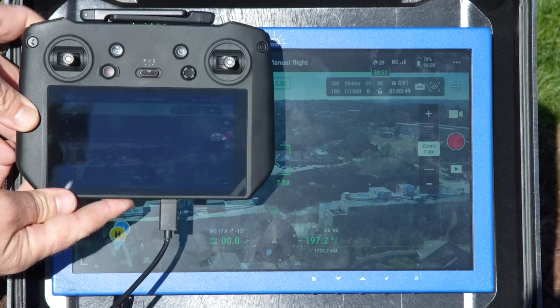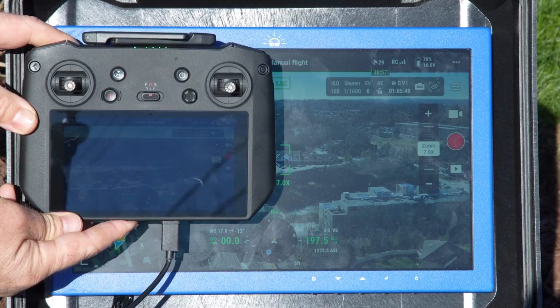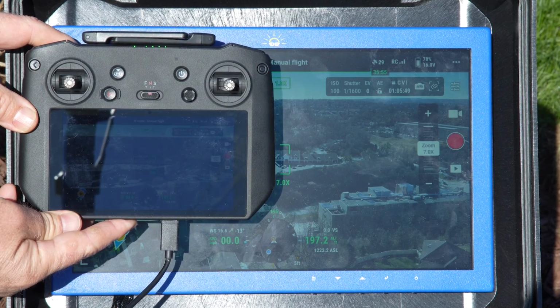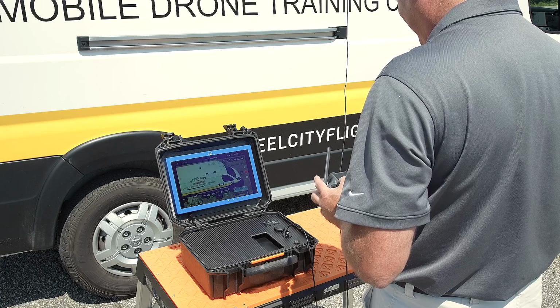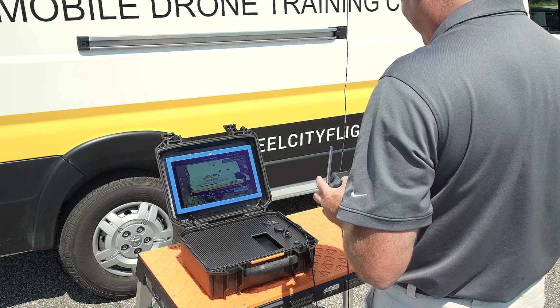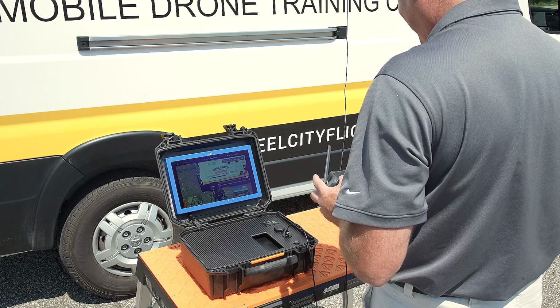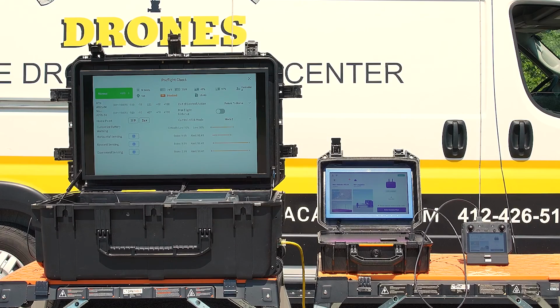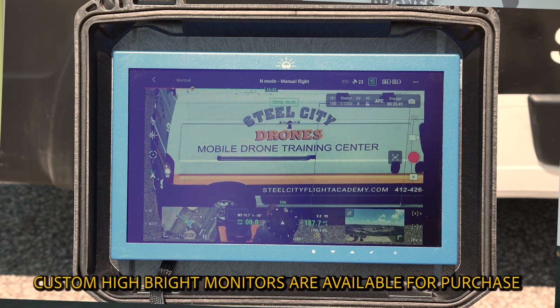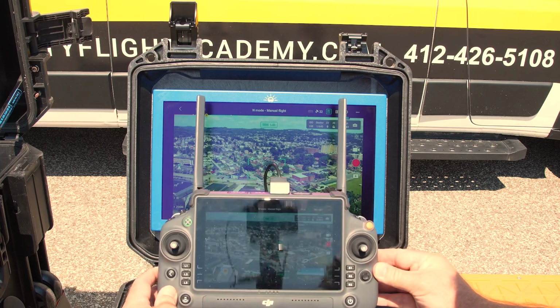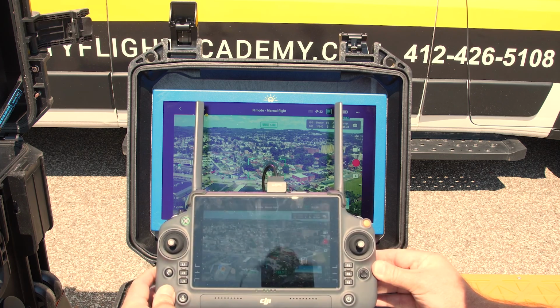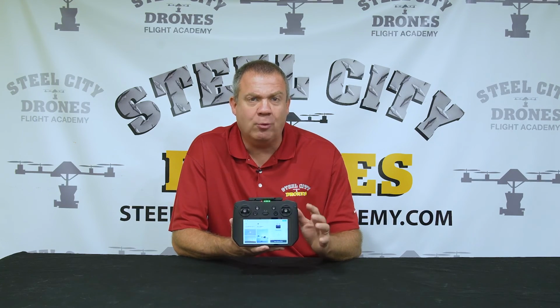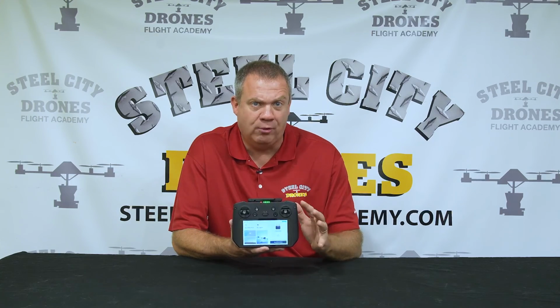Now, this is rated at 1,000 nits, which again, is not good enough for sunlight conditions. That's why we build our 13-inch custom displays that are 2,500 nits and our 32-inch monitors, because the DJI controllers do not offer enough brightness in the daytime. At least that's my professional opinion, and we've been researching this for years trying to upgrade, and we wish that we had a brighter remote.